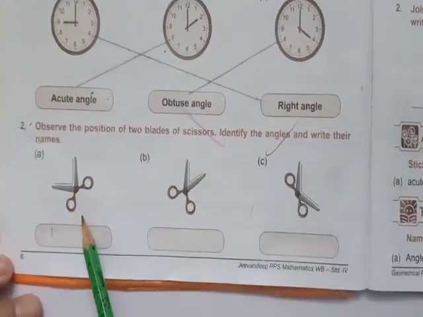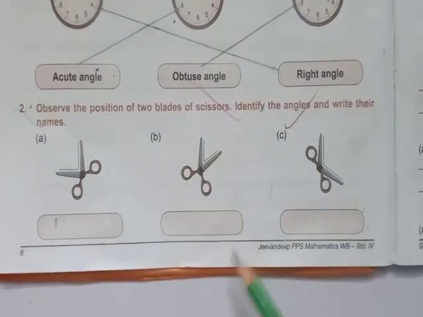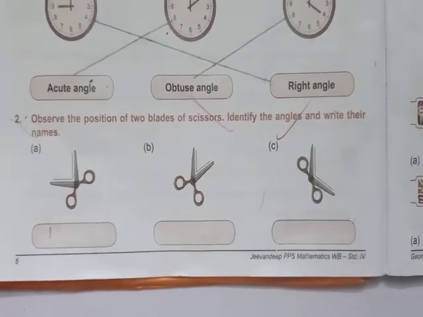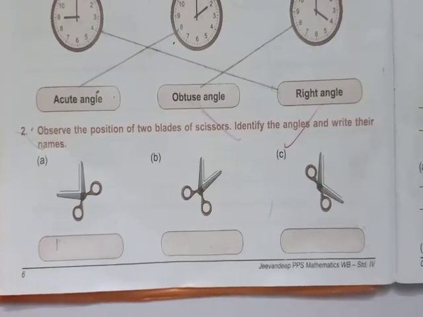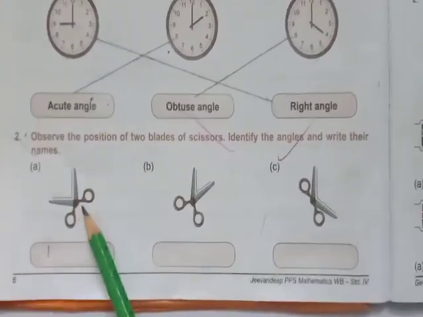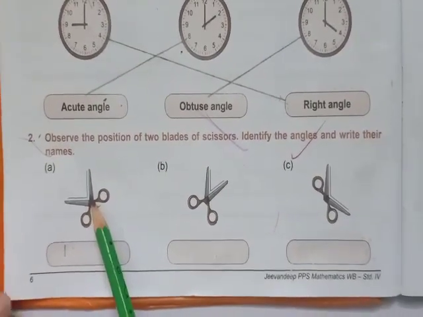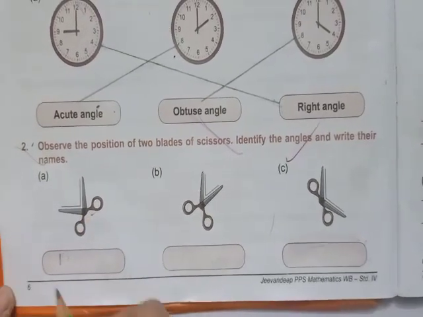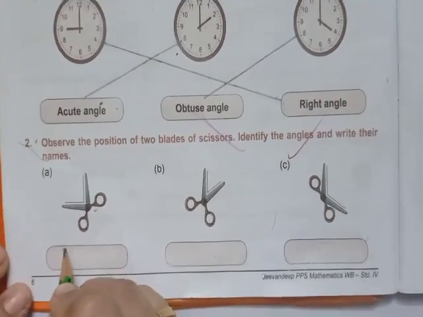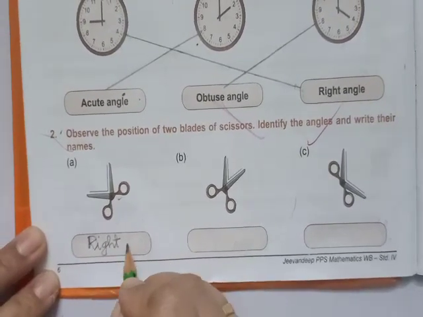In the second question, observe the position of two blades of scissors, identify the angles and write their names. So here blades of the scissor shows 90 degree, so it is a right angle. So let us write here right angle.